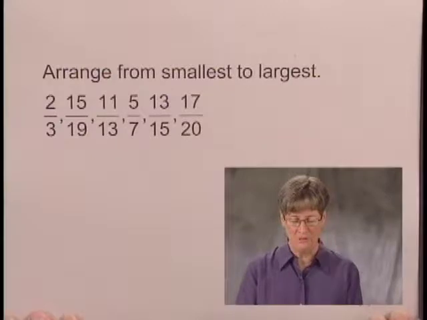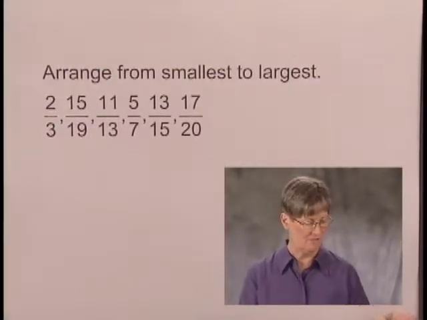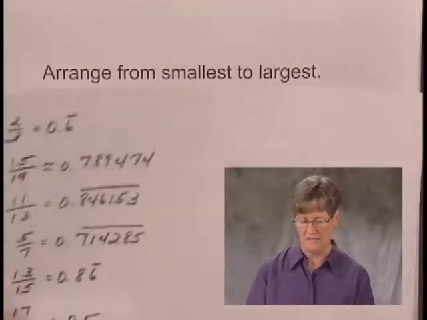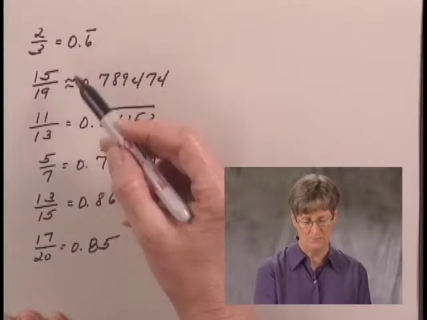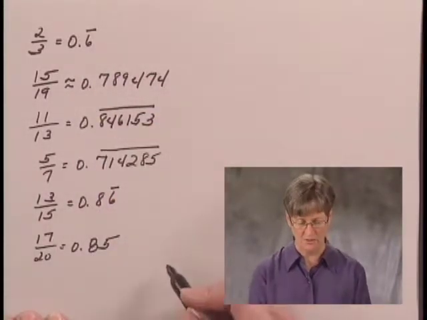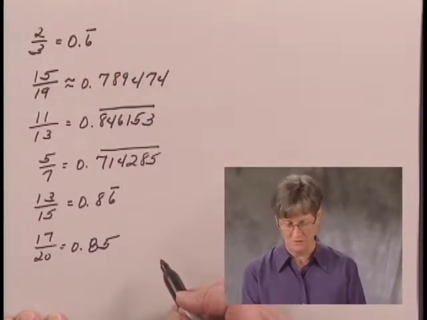And what we would do here would be to use a calculator to find decimal notation for each of these 6 fractions. And when we do that, this is the result that we get. These are the decimal equivalents for the 6 fractions that we started with. And now what we need to do is to arrange them from smallest to largest.